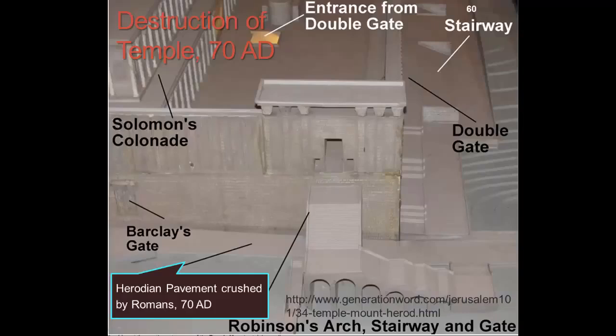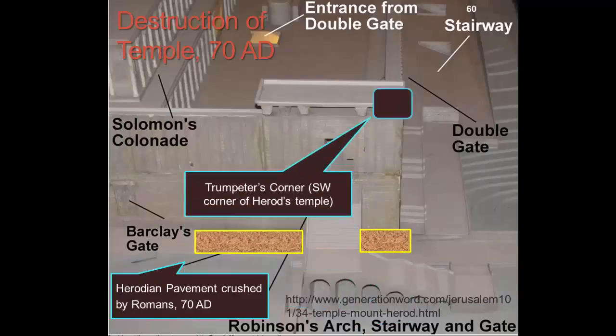Draw your attention, first of all, to the pavement. And here we're interested in the sidewalk that runs from left to right at the base of the retaining wall for the temple. Pictures that you'll see in a moment will photograph current conditions of that pavement. We also want to orient ourselves to where the trumpeter's corner was located, the southwest corner up at the top, the upper level of Herod's temple.